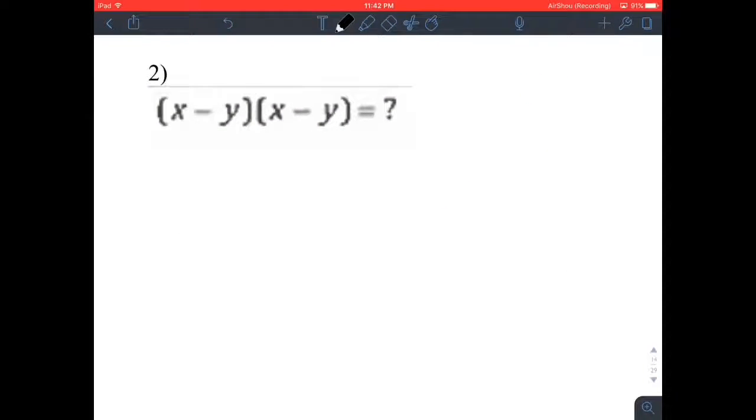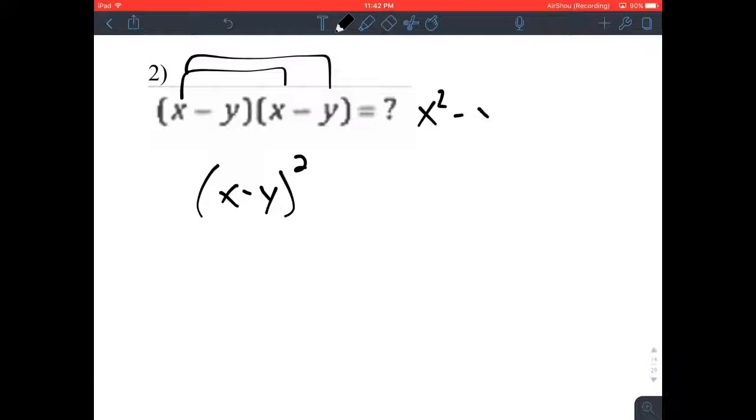Number 2 here, this is multiplying the same thing by itself. So this question could have also been x minus y squared. So we got x times x, which is x squared. X times a minus y is a minus xy. Y times a subtract y times an x is another subtract xy. And a minus y times a minus y is a plus y squared.